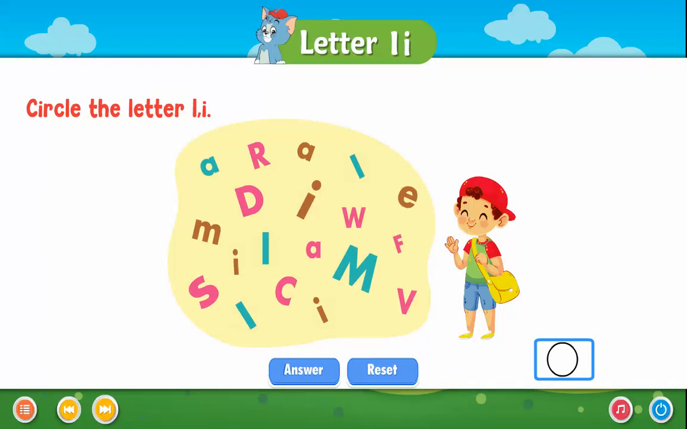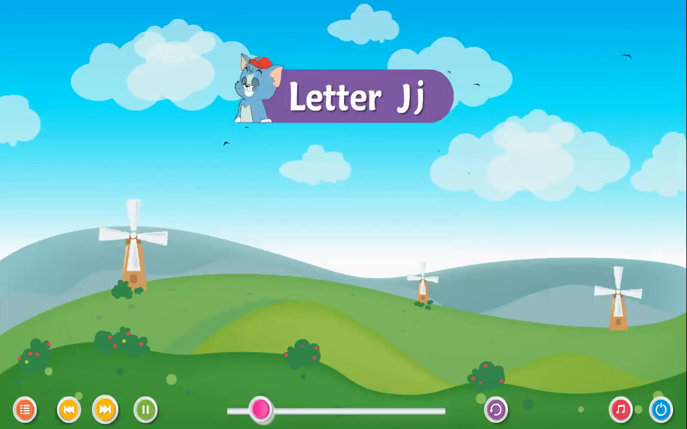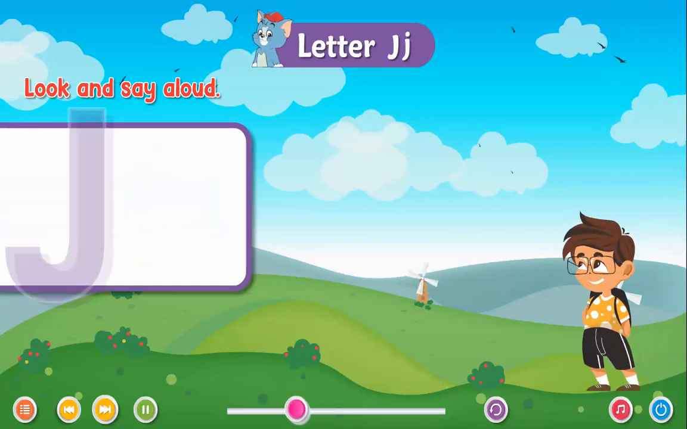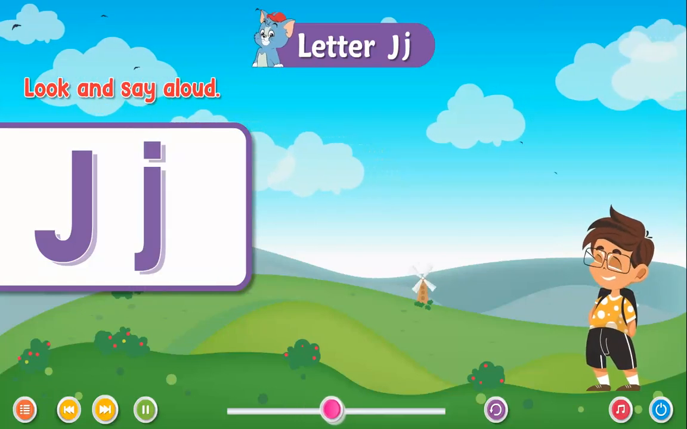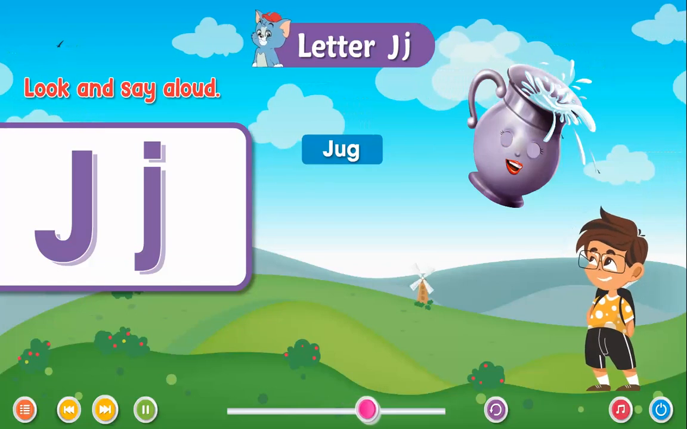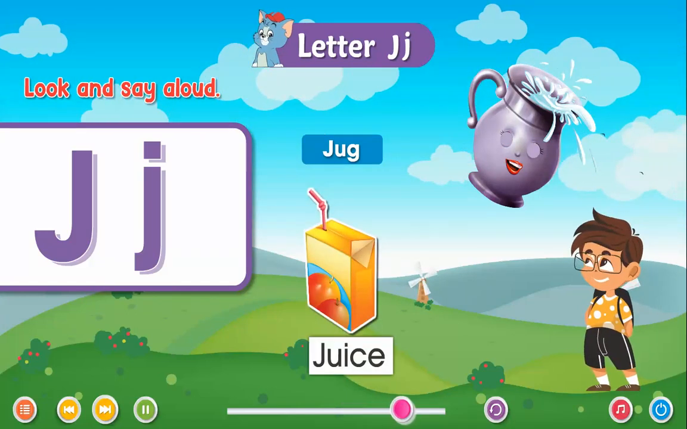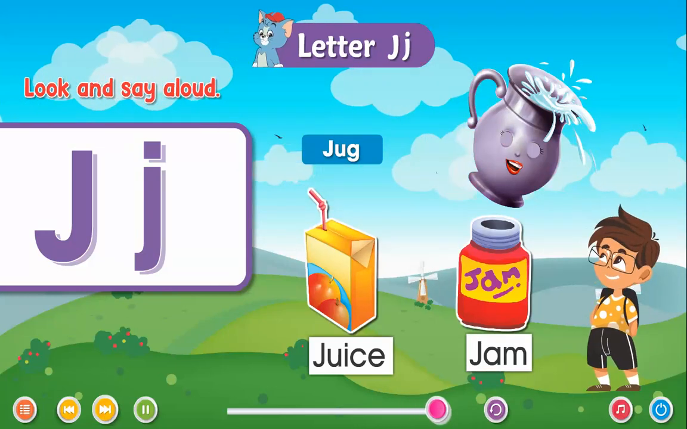Trace the circle letter I. Look and say aloud. Letter capital J, small j. J for jug. J for juice. J for jam. Trace the letter. Circle the J.